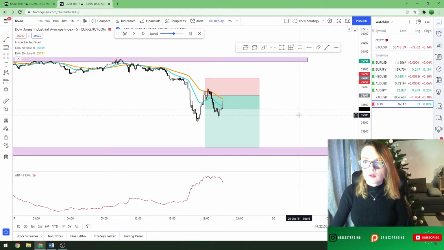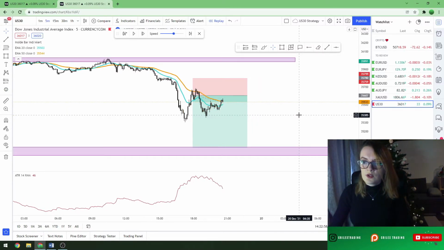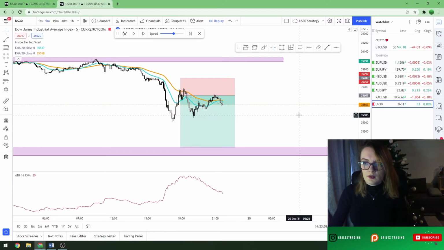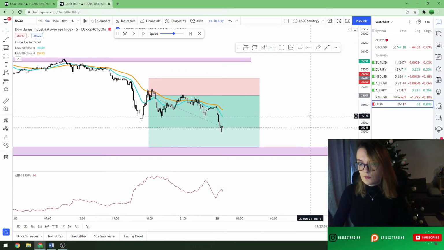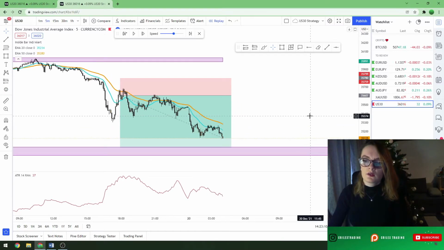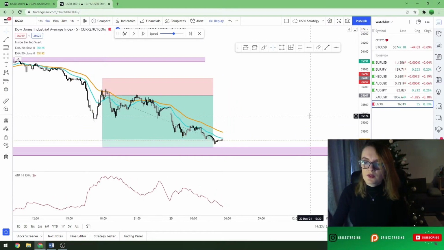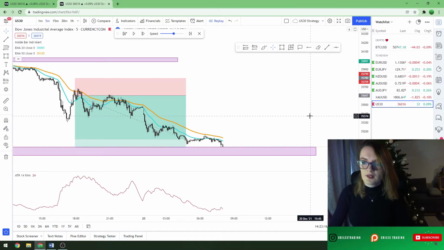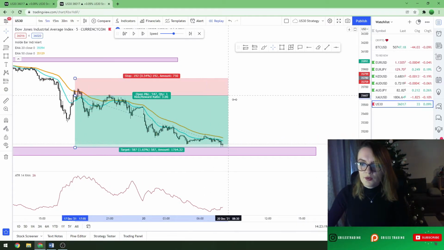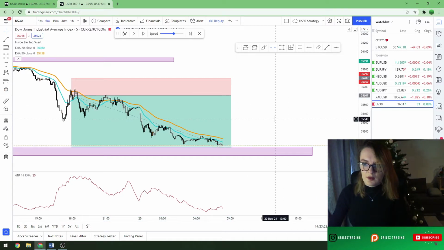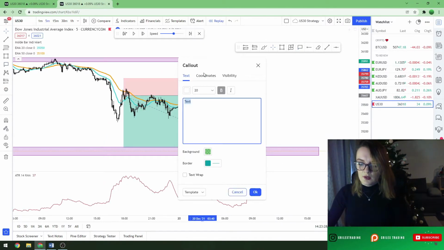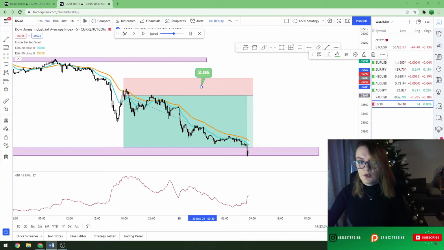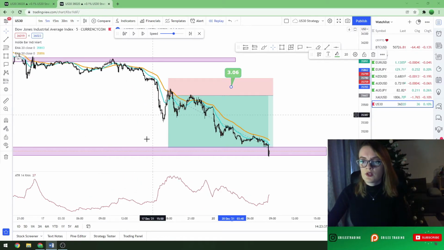Okay, and we are pretty rangy for the moment. Let's see if we get our take profit hit soon. Okay, and we are almost there, but not yet. Okay, I think now our take profit was hit, not yet. But for sure this candle hit our take profit, and we are plus 3.06% for this position.